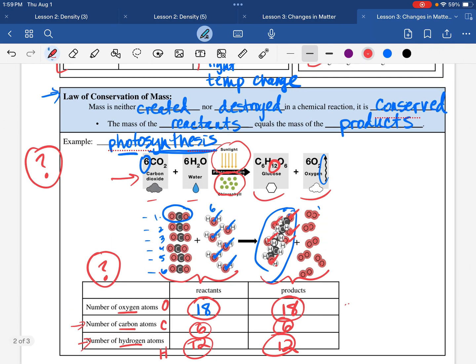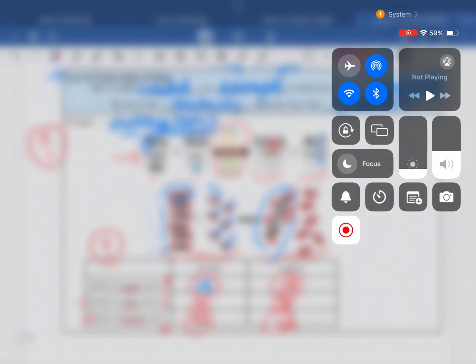They just got rearranged. Original bonds were broken in the carbon dioxide and water, and then new bonds were formed to make glucose and oxygen. Okay, that's it.